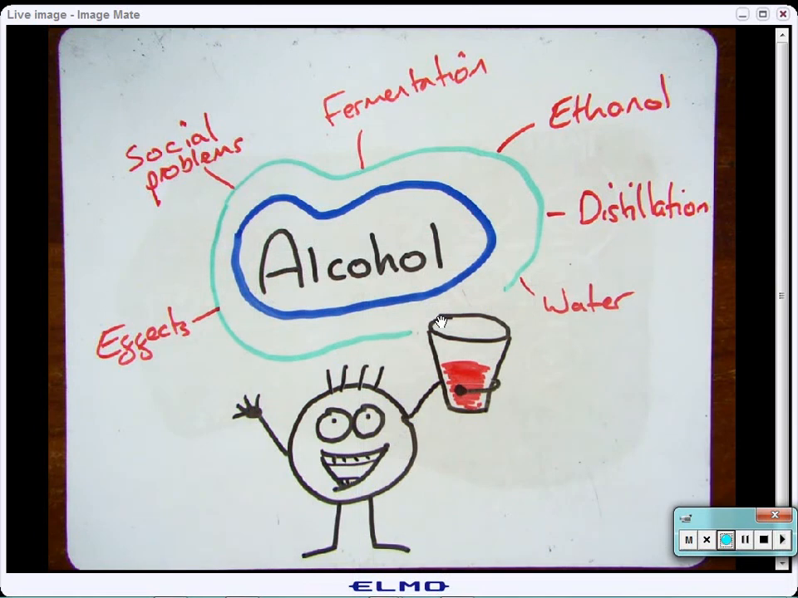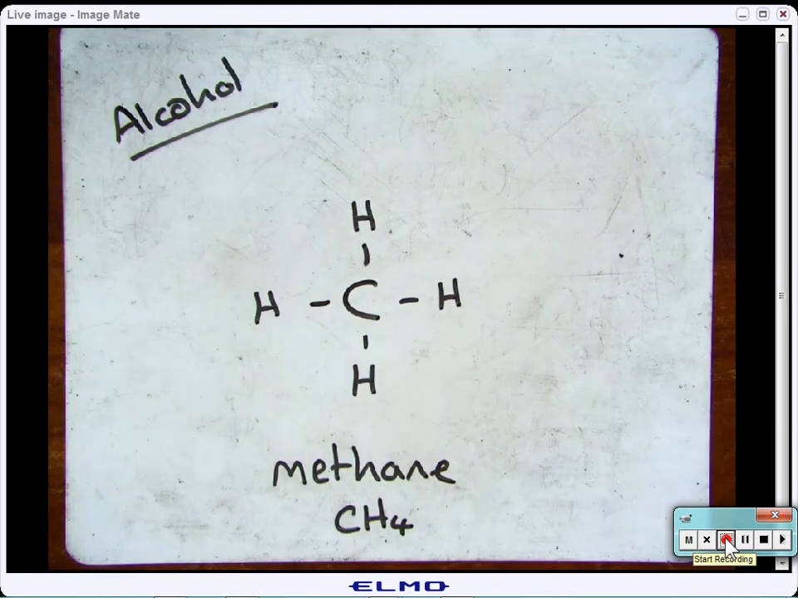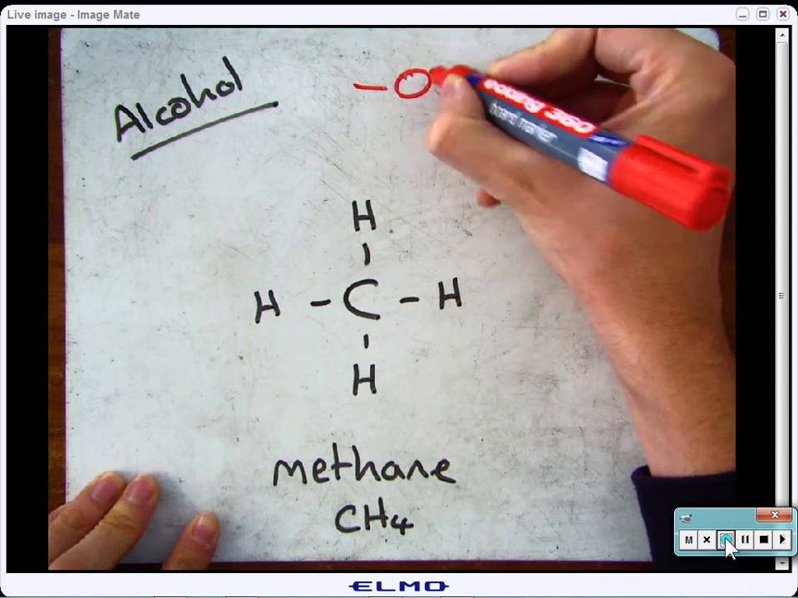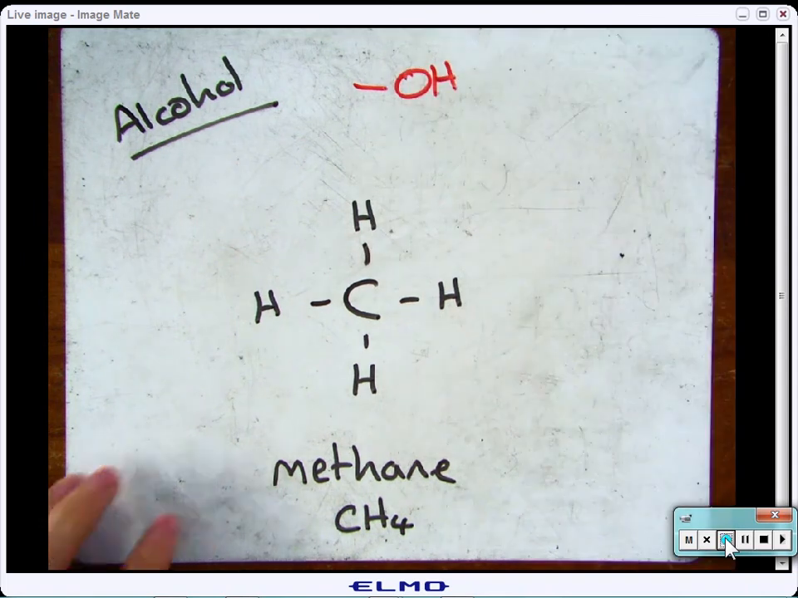This video is going to have a look at alcohols. You'll learn how to produce alcohol and the effects of it. If you think back to alkanes, such as methane here, it's a hydrocarbon made up of only hydrogen and carbon. The difference between a hydrocarbon like an alkane like methane and an alcohol is one particular group. An alcohol contains an OH group.